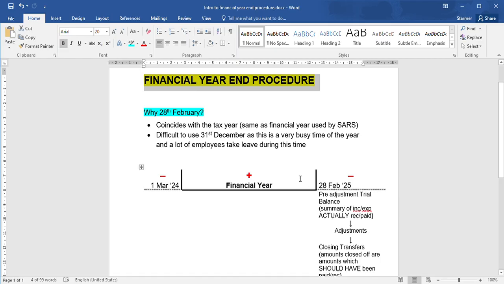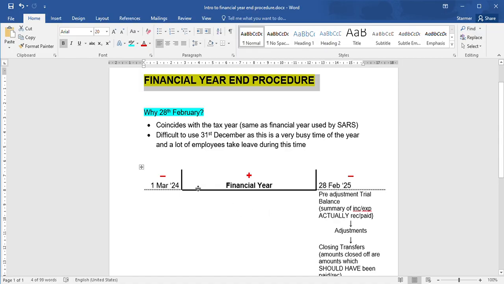And then there is another reason, and that is it's quite difficult to use the 31st of December, in other words, a calendar year end, because over the festive season, it's obviously a very busy time of the year. A lot of employees also take leave during that time. So that is why the 28th of February is the usual year end for most businesses.